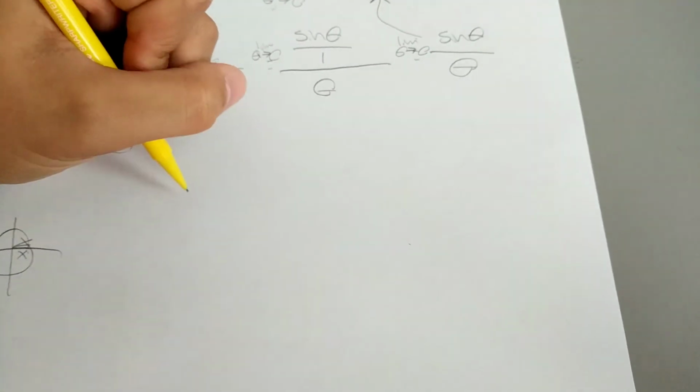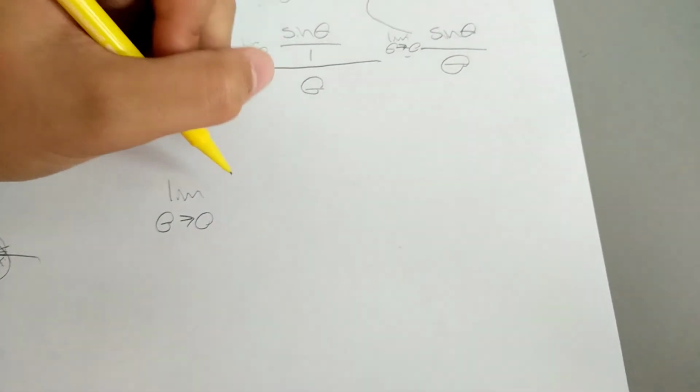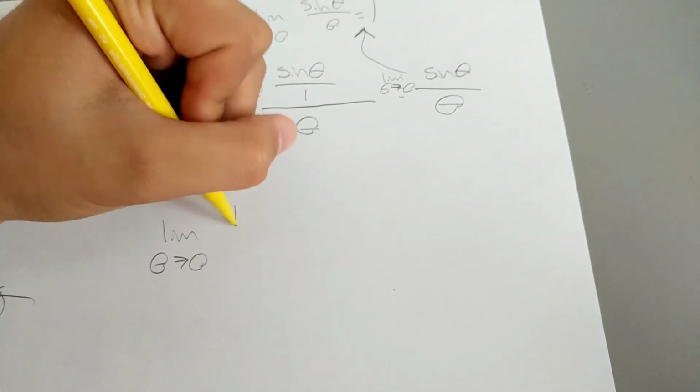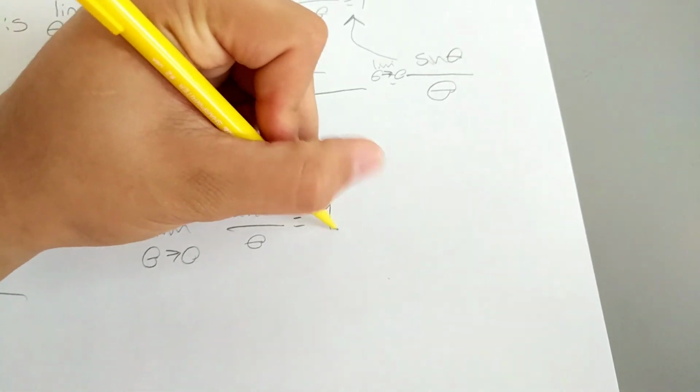So now to recap, we have proved that the limit as theta approaches 0 of tangent of theta over theta is equal to 1.